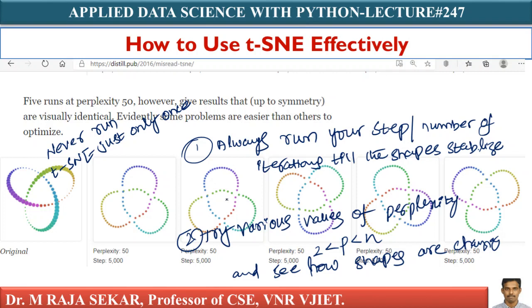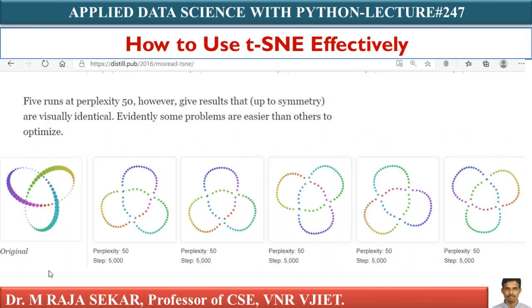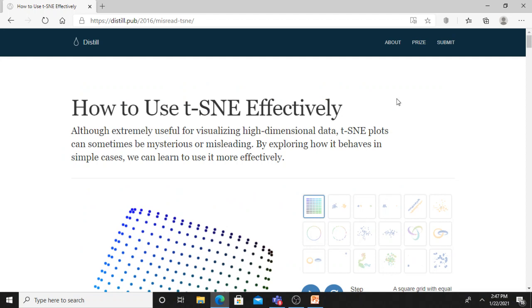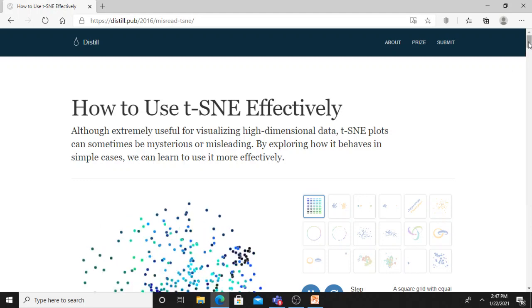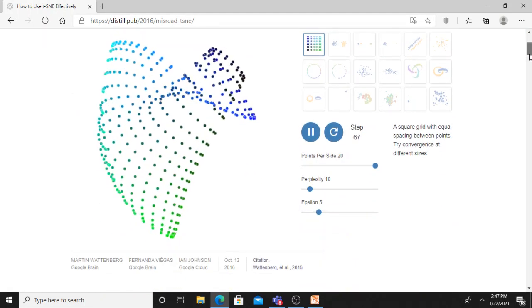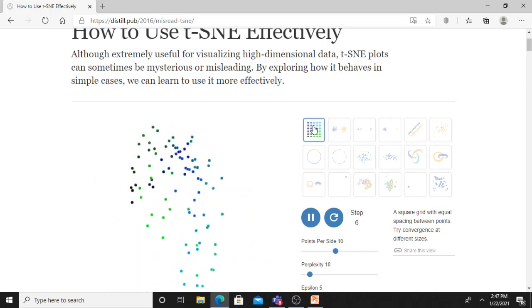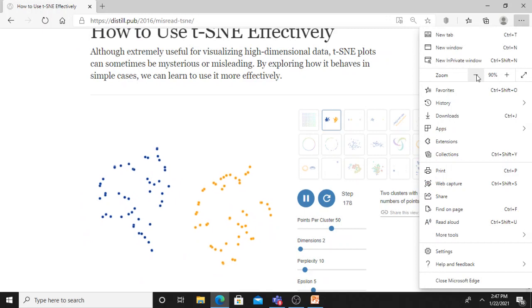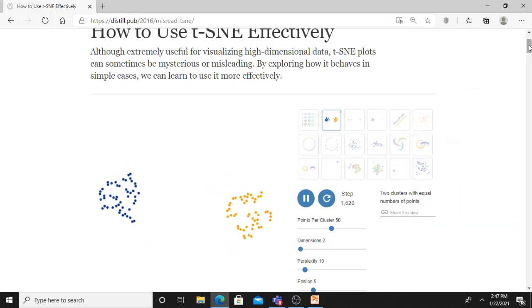It's not a good idea. As I told you, distill.pub is a terrific blog which gives nice intuition. We can play with this. If you want, just go to distill.pub. Let me go to that particular blog so that we will try to understand something here. Just see, this is distill.pub. If you observe carefully, there are different parameters. Here you have different data sets. Just play around with these data sets.